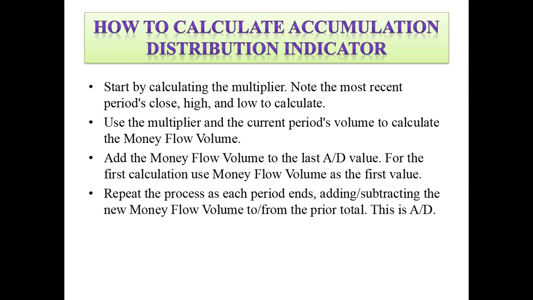Now let's see how to calculate. We can start by calculating the multiplier, noting the most recent period's close, high, and low prices. Use the multiplier and the current period's volume to calculate the money flow volume, as we have seen in the previous equation. Add the money flow volume to the last accumulation distribution indicator value. For the first calculation, use the money flow volume as the first value. Repeat the process as each period ends, adding or subtracting the new money flow volume to and from the prior total. This gives you the accumulation distribution value.